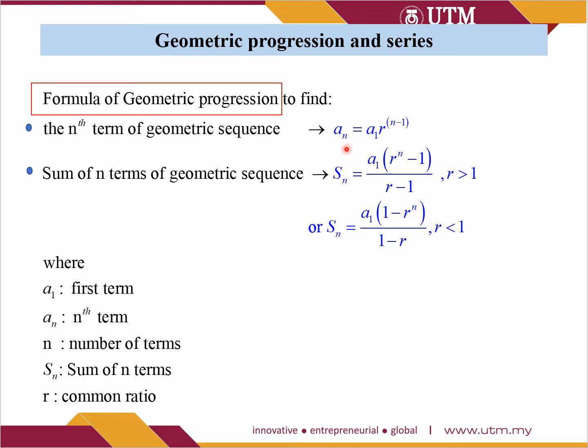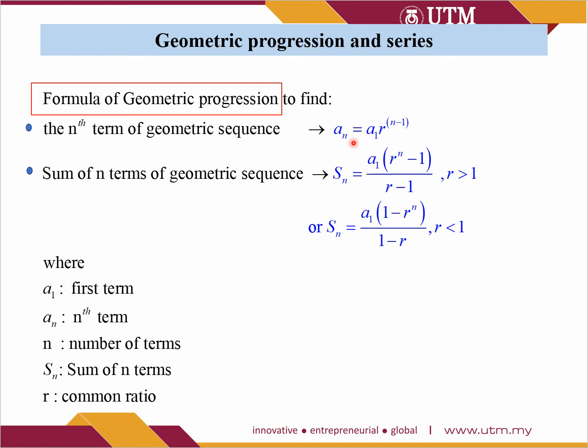For example, we want to find the third term of a geometric sequence. So it will be a3 equals a1 multiplied by r to the power of 3 minus 1. So r is obtained from the division of the second term divided by the first term. Next is the summation of n terms of a geometric sequence. So for the geometric progression formula, it will be Sn equals a1 times r to the power of n minus 1 divided by r minus 1.